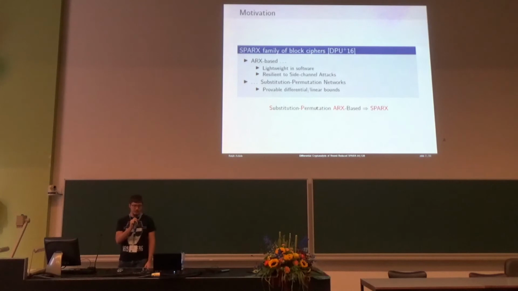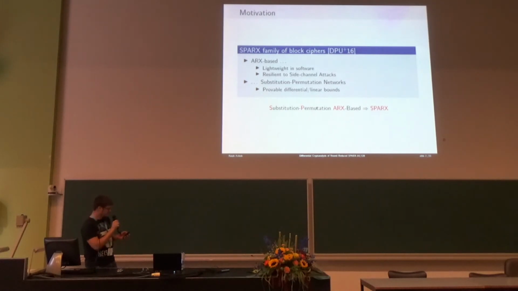Let's come to Sparx. Sparx is a family of block ciphers recently introduced at ACNS 2016, and it tries to combine both worlds. It's an ARX-based cipher, so it's lightweight in software, resilient to side-channel attacks, and it is a substitution permutation network. So it's the first ARX-based cipher that offers provable differential and linear bounds. And the name comes just by taking the first letters from everything, so Sparx.